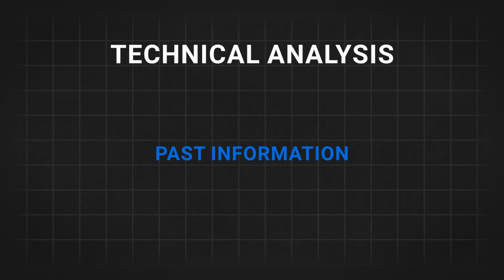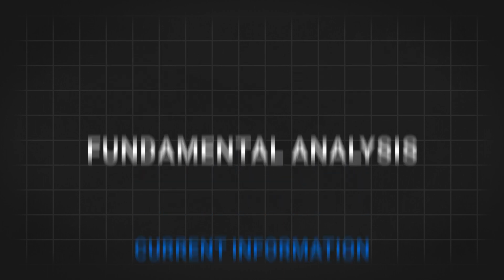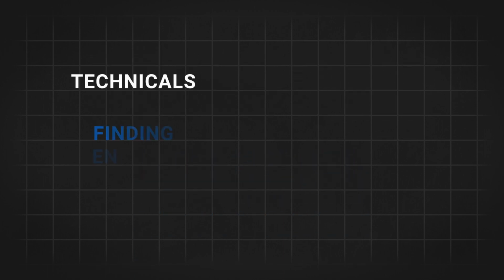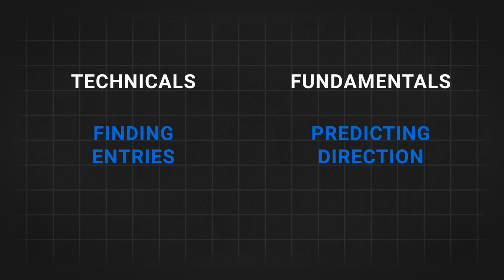The thing with that is it's not very predictable, right? And that's where fundamental analysis comes in, because ultimately when you're analyzing fundamentals, you're actually trading what's happening now, and with that information you can create more accurate, more predictable forecasts in your analysis, right? So technicals are used for finding entries. Fundamentals are actually used for accurately predicting where the market is going to be going in the future.